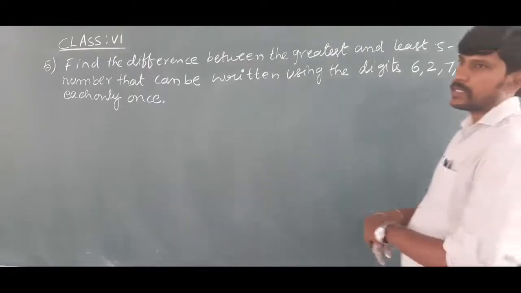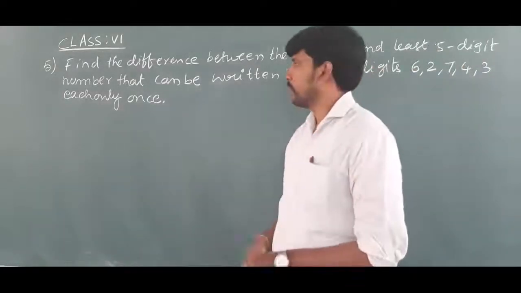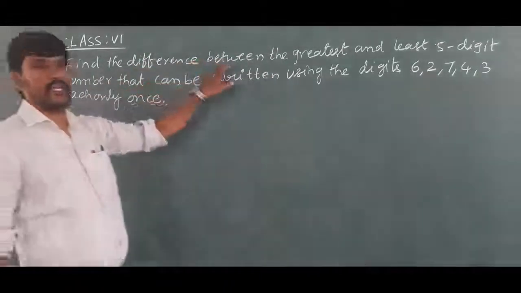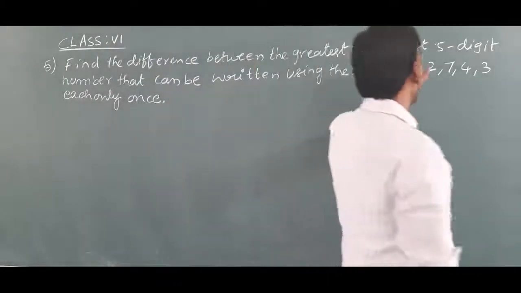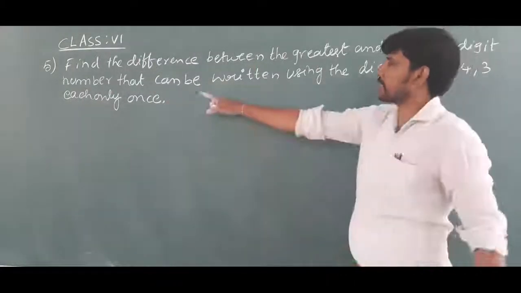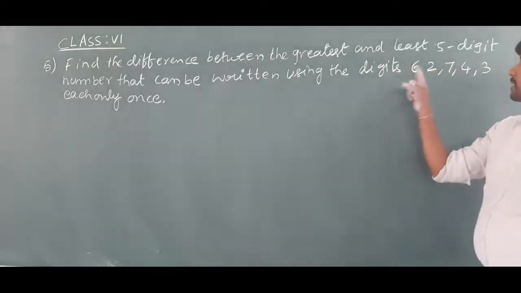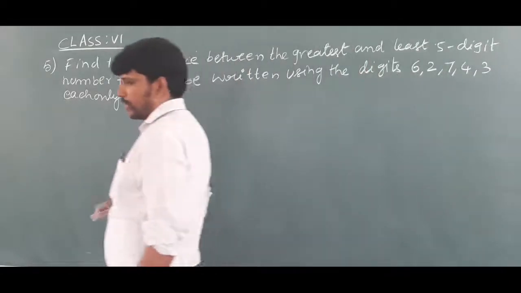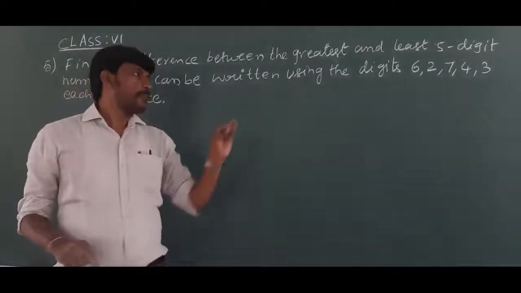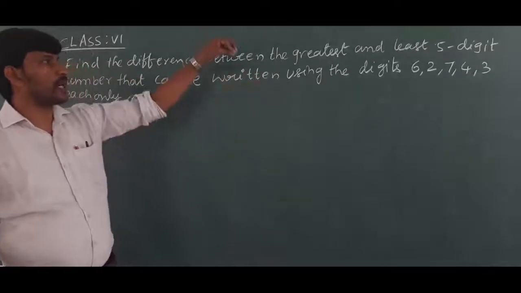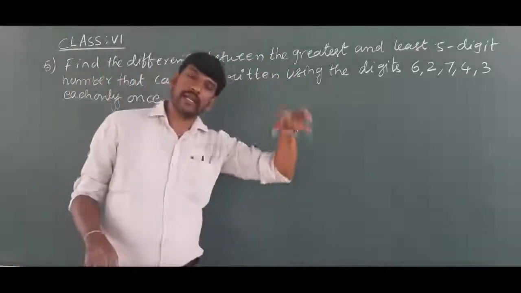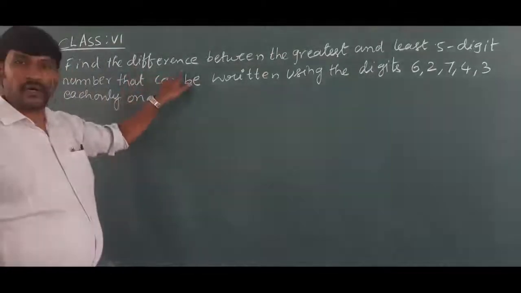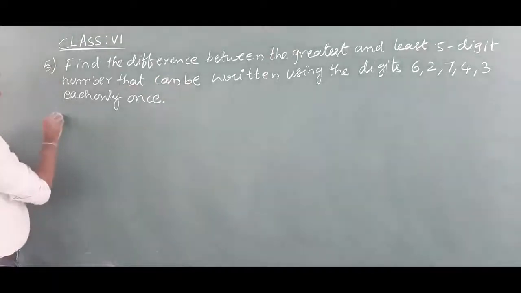Right, children. Let us discuss question number 5. What is the question number 5 here? Find the difference between the greatest and least 5-digit number that can be written using the digits 6, 2, 7, 4, 3, each only once. So here they have given 5 digits. By using those 5 digits, we are going to create the greatest 5-digit number and the least 5-digit number, and we are going to subtract those two. We will get the difference. Clear, children? So now listen carefully.